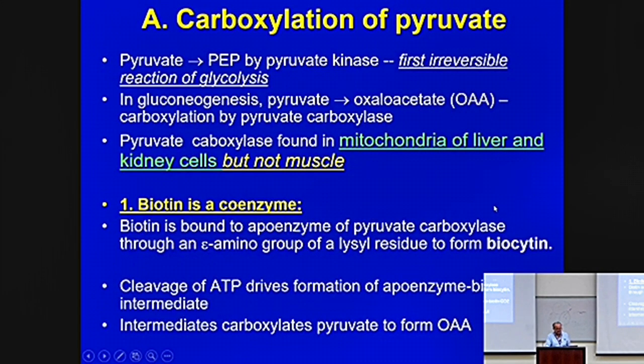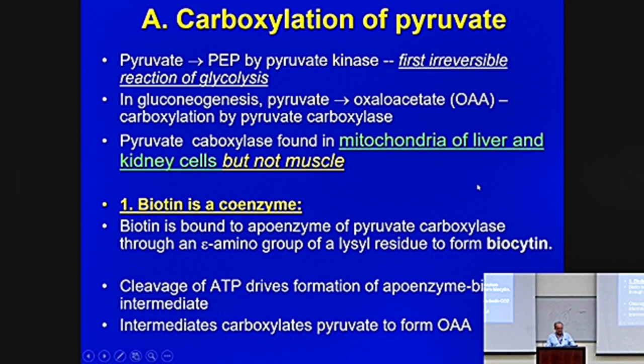But let's focus first on this enzyme here, the first one, pyruvate carboxylase. We've already covered that. It's the first bypass to bypass the pyruvate kinase step in glycolysis. This enzyme is present only in liver and kidney and not in muscle. That's why muscle will not have gluconeogenesis.